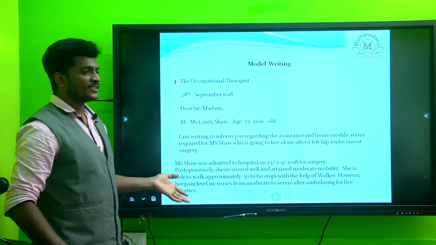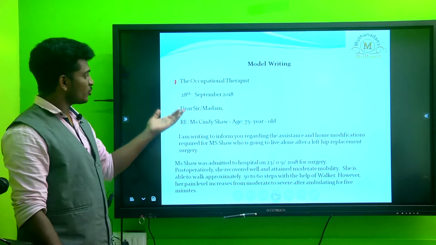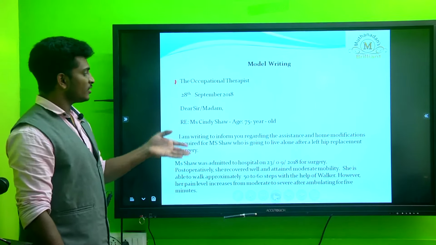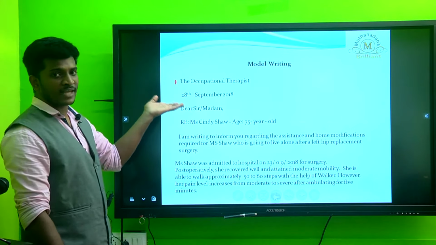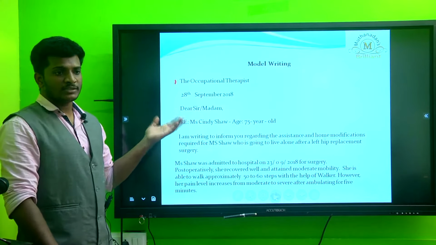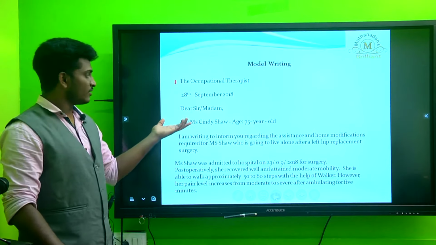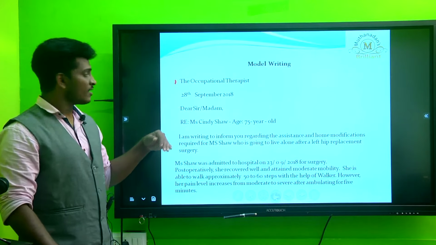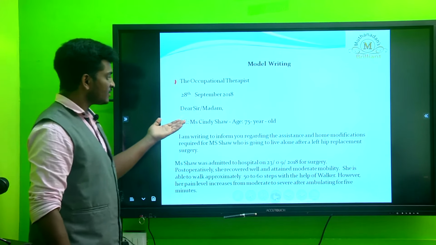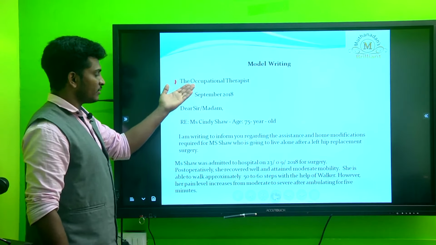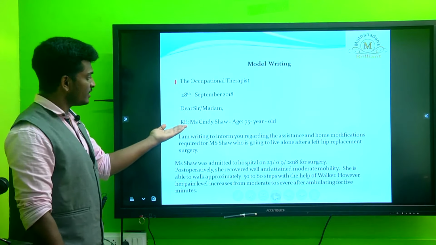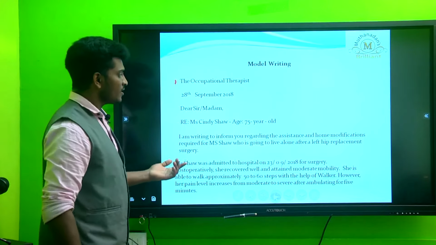Next, this is the format that you will have to use for OET writing. First, the address. We don't have much information about the address, so we just write the occupational therapist, and the date of your letter writing. In the letter, the discharge date was 28, so I have added that information. Most of the time, you will have to write your examination date as your letter date, so you will not have any doubt about the date. Here, 28 September 2008 is our letter date. Next, we don't know whether the occupational therapist is male or female, so just write Dear Sir or Madam according to the format. And reference: Miss Cindy Shah, 75-year-old.